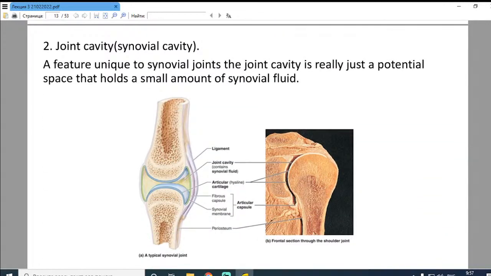Joint cavity, a feature unique to synovial joints. The joint cavity is really just a potential space that holds a small amount of synovial fluid.